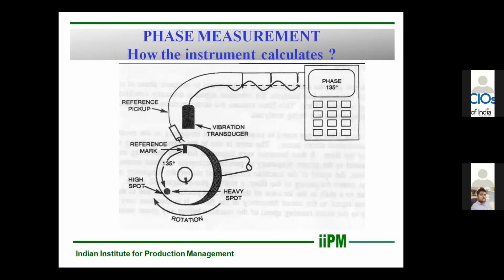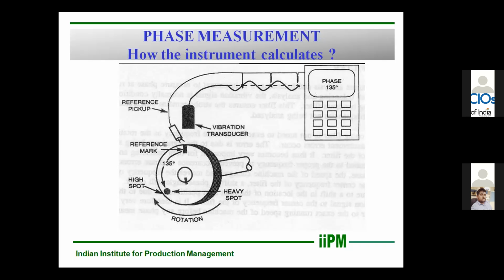So typically, how can we measure phase? You can simply put a sticker on the shaft and use a stroboscopic light. It will tell you the difference between your sensor and your sticker, and then it will be represented as an angle. This is called absolute phase.